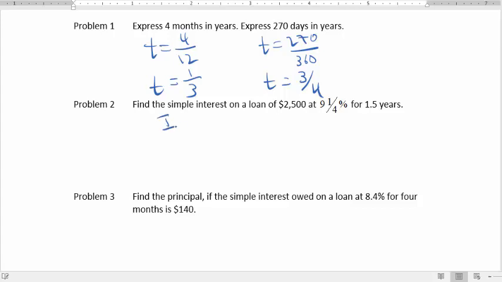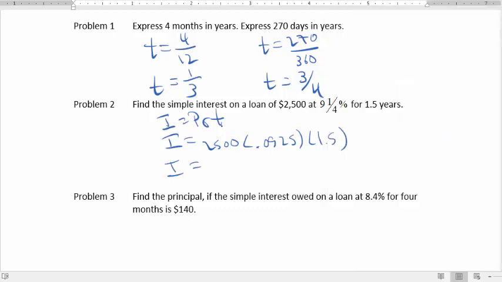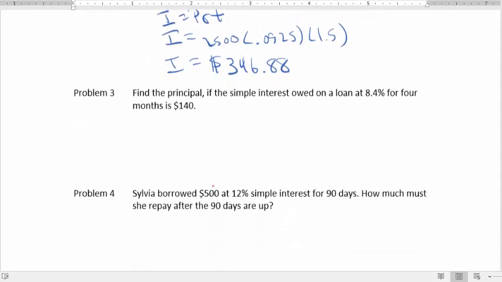Find the simple interest. So you're finding I. The loan is 2,500. That's your P. 9.25% is 0.0925 and 1.5 years, right? Because 9.25 is 9.25%, but then you still have to turn it into a decimal. So then punch that in the calculator. You get 346.875, but we want to round this to the nearest cent, so it's 346.88. So $346.88 would be your interest.